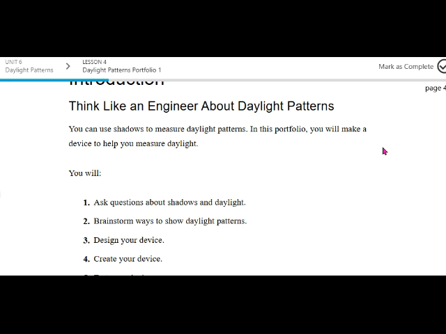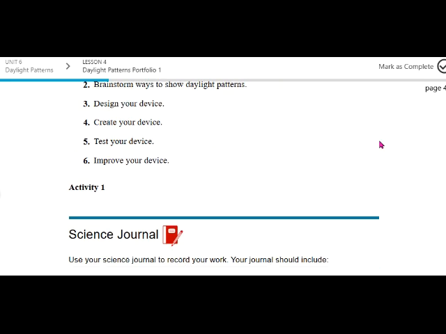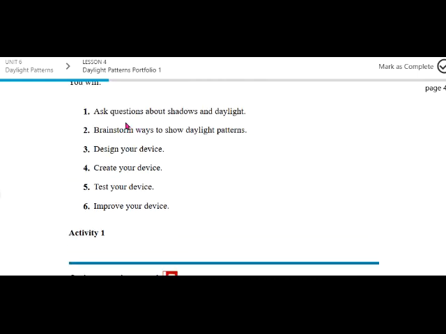In this portfolio, you will make a device to help you measure daylight. You will, number 1, ask questions about shadows and daylight. Number 2, brainstorm ways to show daylight patterns. Number 3, design your device. Number 4, create your device. Number 5, test your device. And number 6, improve your device.